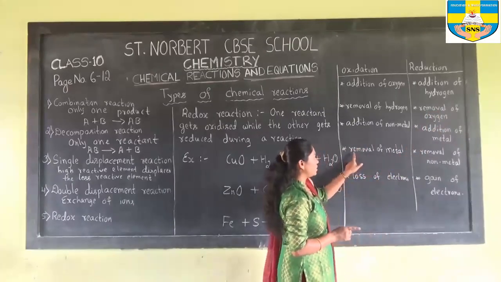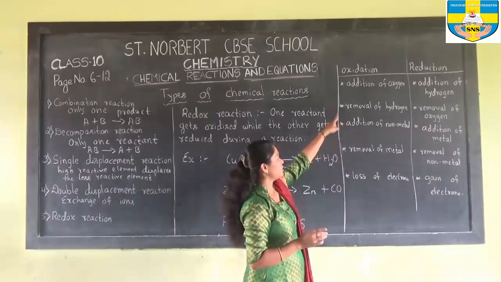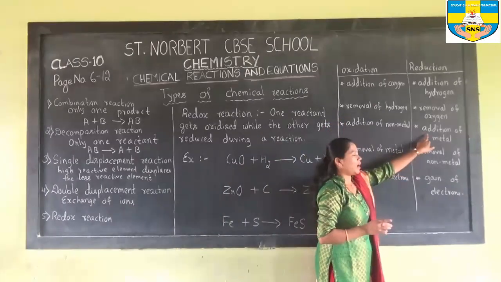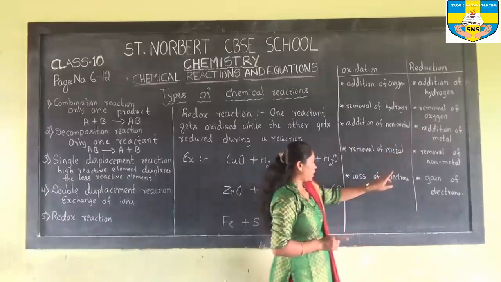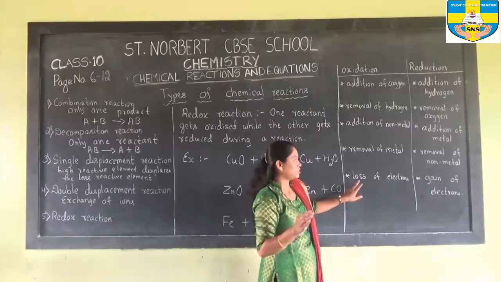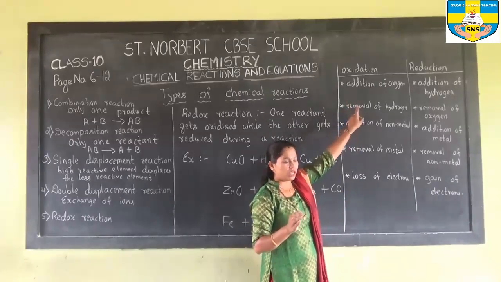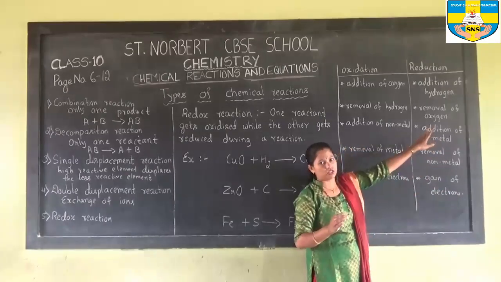Another one is removal of metal. Removal of metal is oxidation. Like that, addition of metal is reduction. Another one is loss of electron. Loss of electron from any substance comes under oxidation. Like that, gain of electron is reduction.